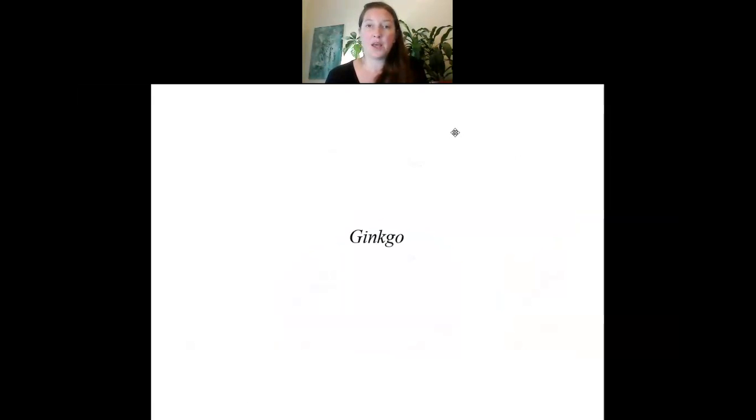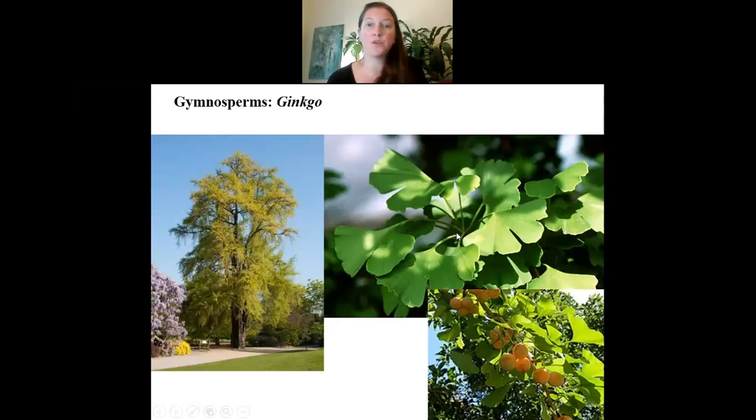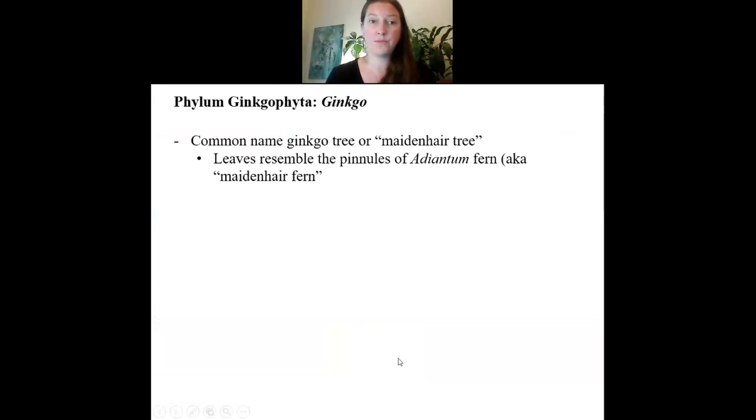Now let's talk ginkgo. So you may have seen ginkgo before. Ginkgo is a very common street tree, as we'll talk about in a couple of slides. This is what the plant looks like. You can see it grows into a really tall tree. This is a close-up of the leaves and of the seeds. So ginkgo, remember, we are still in the gymnosperms, so ginkgo still have naked ovules or later naked seeds.